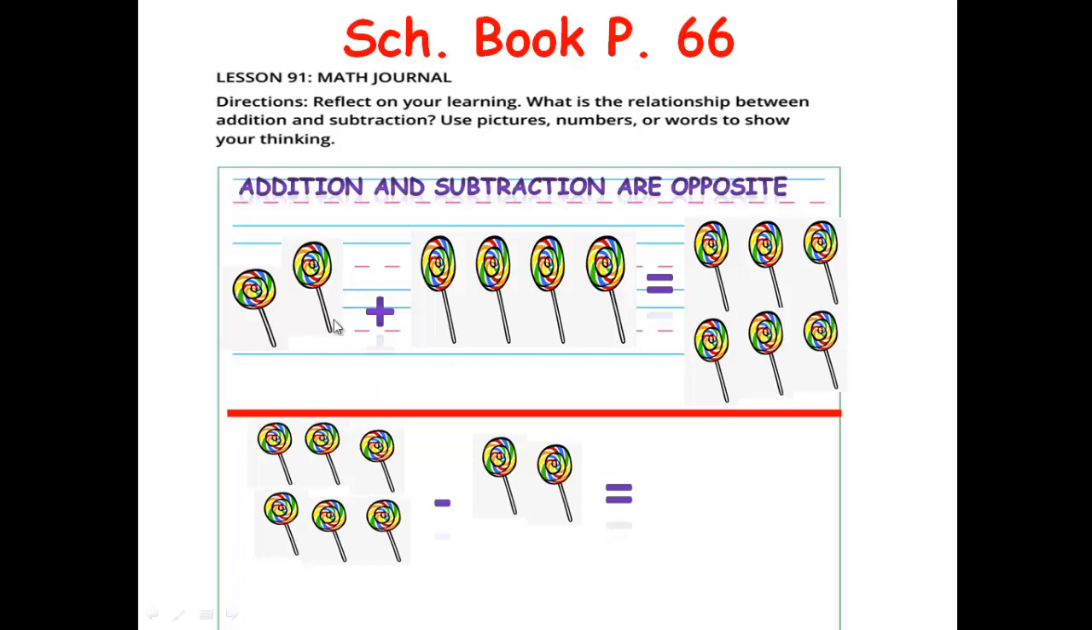So if I hide this and I hide this, what is the remaining here? Very good. It's the 4 lollipops. So I'm going to draw 1, 2, 3, and 4. Very good.